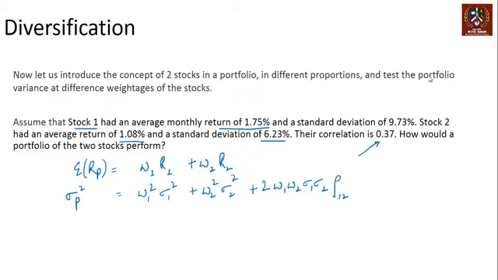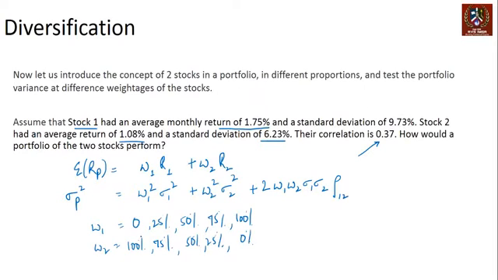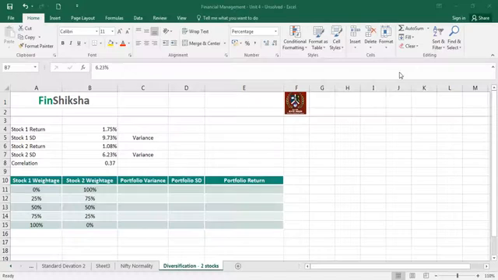So for the calculation purposes, we're going to use various weights where weight of 1 is going to vary from 0, 25%, 50%, 75%, and 100%. And obviously weight of the second stock will then become 100%, 75%, 50%, 25%, and 0% in the portfolio. So we're going to look at these combinations and try and identify what is going to be the portfolio variance and what is going to be the portfolio returns, right? So let's go to an Excel file.